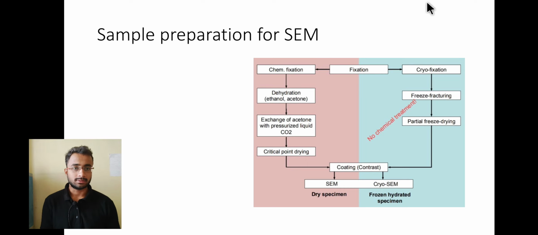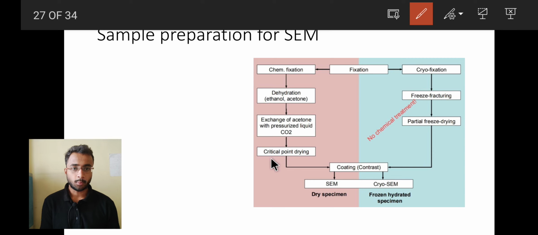For example, this critical point drying. First we'll see what exactly critical point drying is, then we'll start from the start. First, obviously, we do fixation, which is common in TEM and SEM. Then we can either follow chemical fixation, which is a classical method, or cryofixation. In chemical fixation, all processes are performed at room temperature most of the time, and cryofixation is performed at minus 100 to minus 200 degrees Celsius using liquid nitrogen or anything else. So what exactly is critical point drying, that we'll study first.